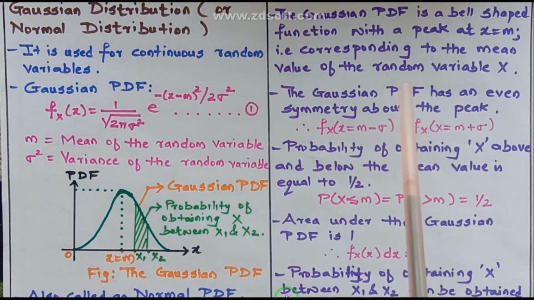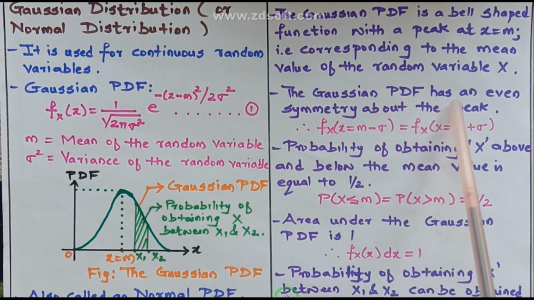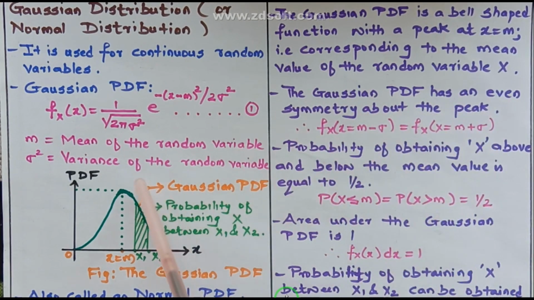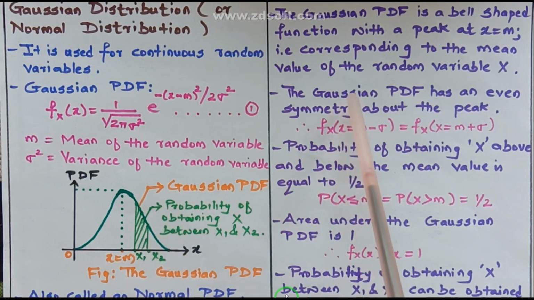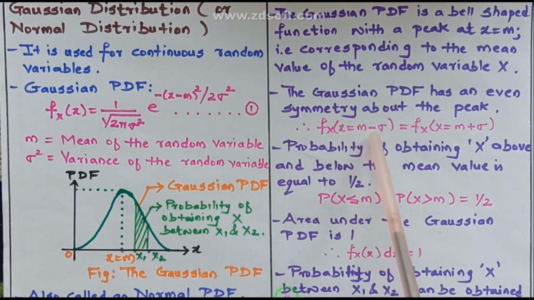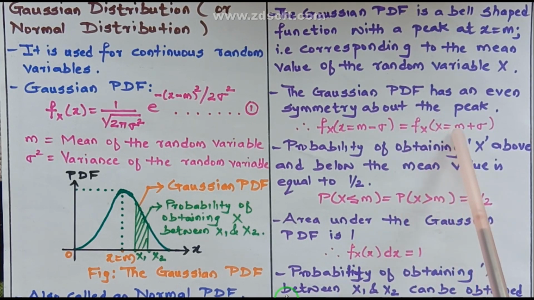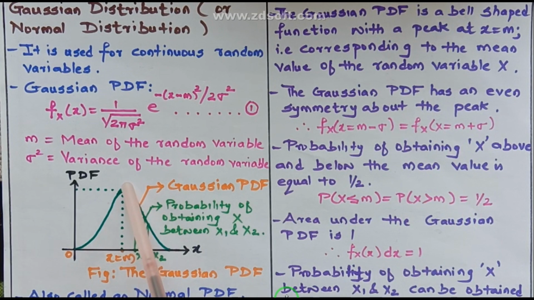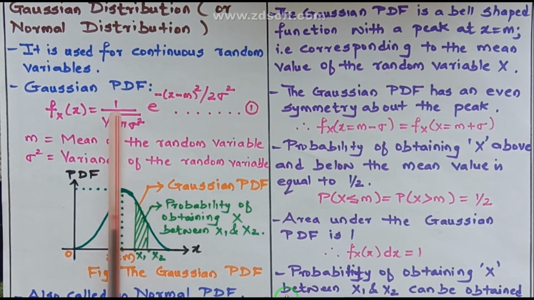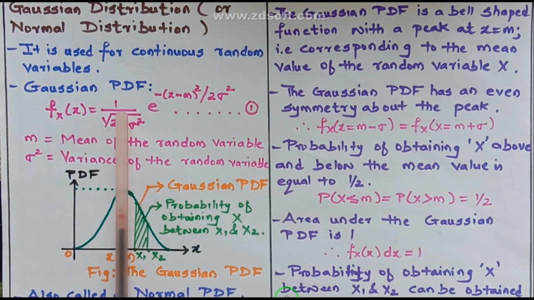Second, this Gaussian PDF has an even symmetry about the peak. You can see that this is x equal to m, with this side and this side. It means this is m minus sigma and m plus sigma. So it is symmetric about this peak. Therefore we can write f_X(m minus sigma) is equal to f_X(m plus sigma). So you can see the symmetry of the left hand side and right hand side over here.